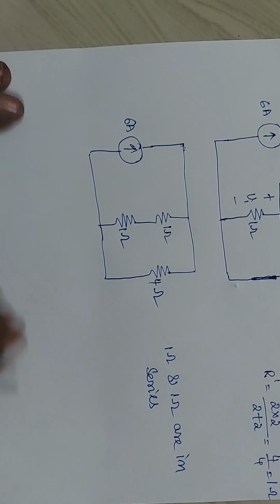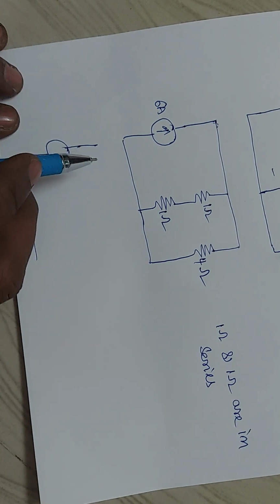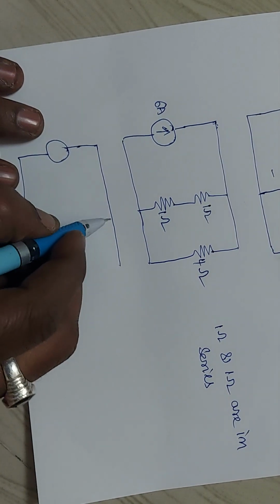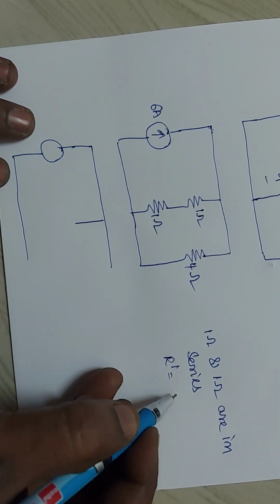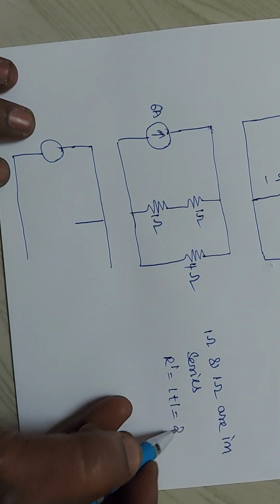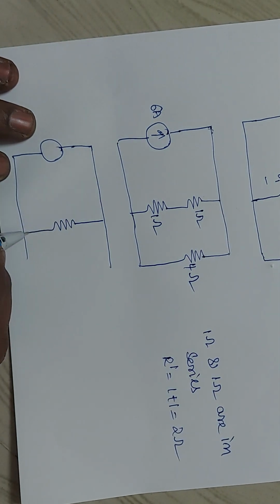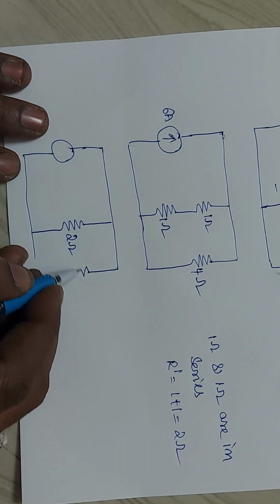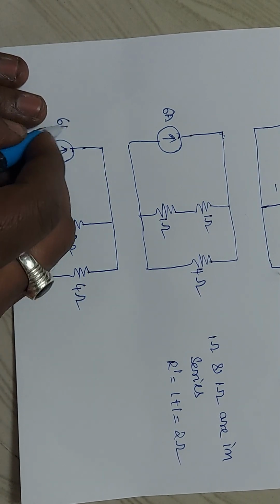So what are you going to do now? This is your current source. Now 1 ohm and 1 ohm are in series, which means R dash equals 1 plus 1 equals 2 ohms. You must add when two resistances are in series. We already know that. So this is 2 ohms and here it is 4 ohms. Now this is your 6 amperes current.